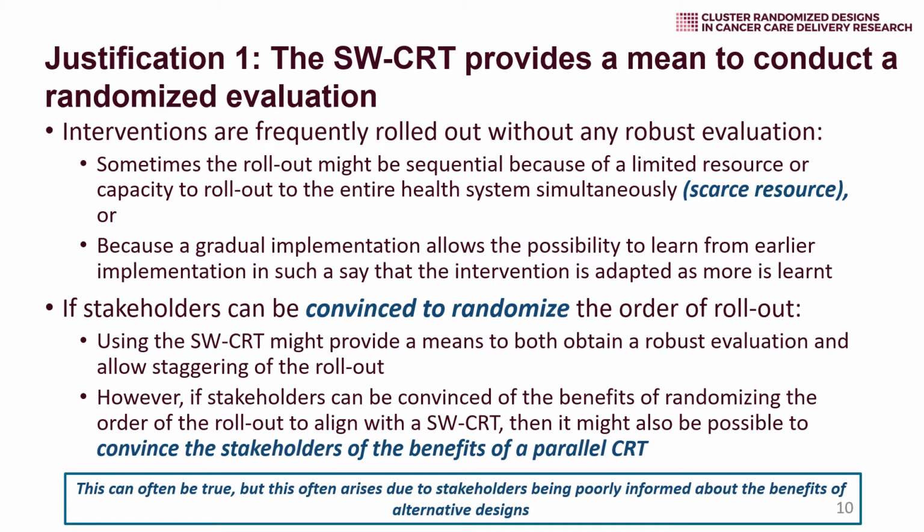However, there is a but. If the stakeholders can be convinced of the benefits of randomizing the order of the rollout, remember, we're talking about settings where there was no planned randomized evaluation, just a sequential rollout. If those stakeholders can be convinced to randomize the order of the rollout, because this will increase the robustness of the evaluation, then it might also be possible to convince the stakeholders of the benefits of randomizing to align with a parallel cluster trial.